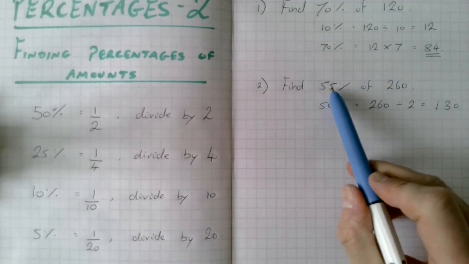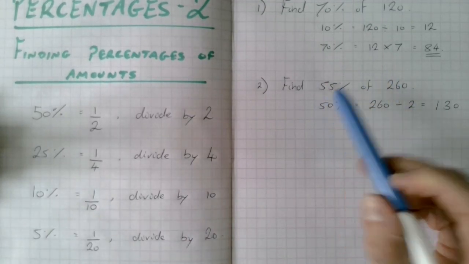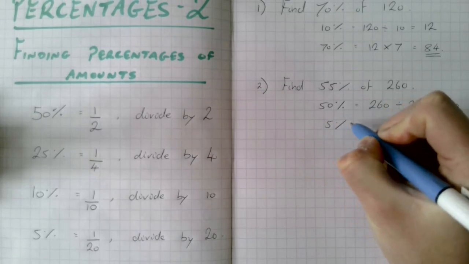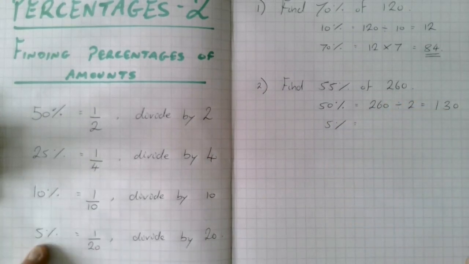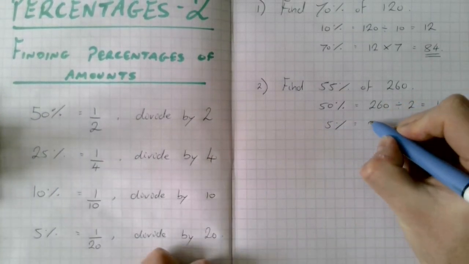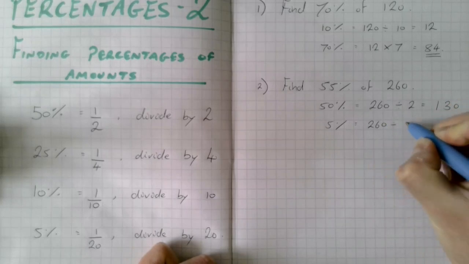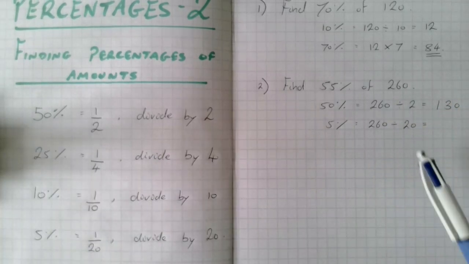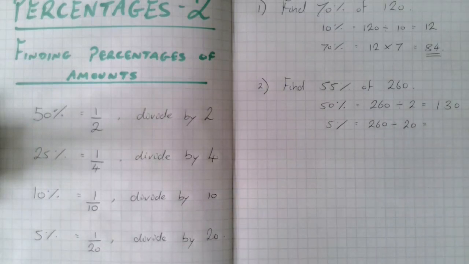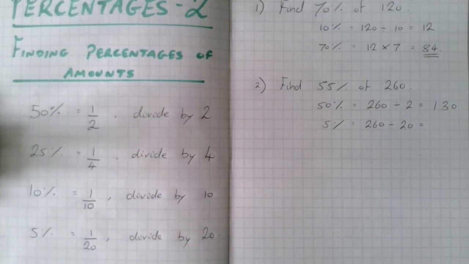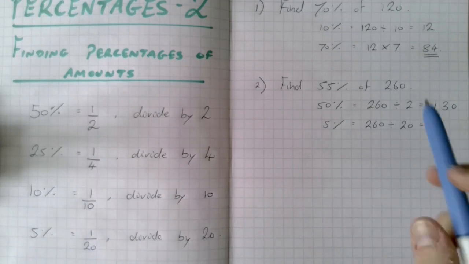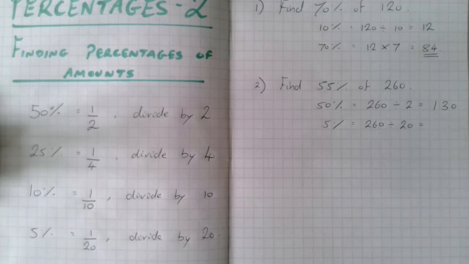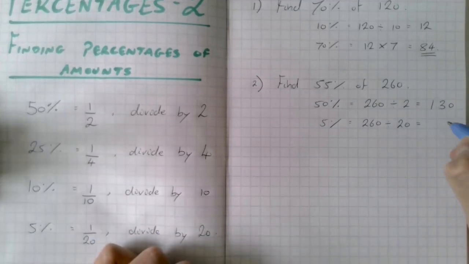And then if I've got 50 and I need 55, I also need to find 5% as well. So to find 5%, I need to divide by 20. So 260 divided by 20. Well, let's have a think. How many 20s go into 260? Well, I know that to get into 200, I must have 10 20s. And then I've got 60 left over, which is 3 lots of 20. So 10 add 3 is 13.